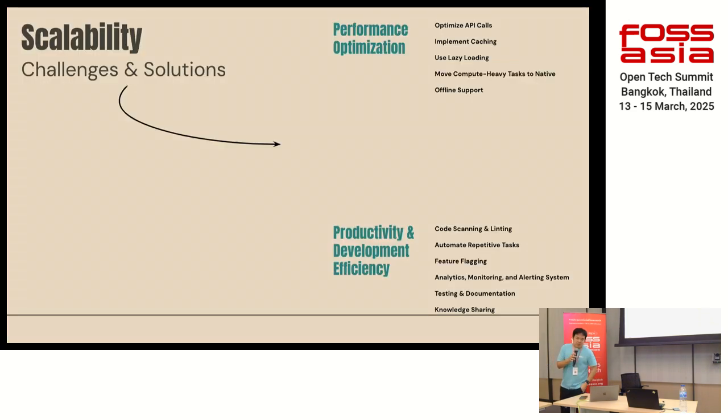So for scalability, in a mobile application, we have to be concerned about 2 things: performance optimization and productivity efficiency. As I mentioned, your work will get slower and slower. The first one, performance optimization, is about API calls. Your server is not a God server that you can go crazy on, calling multiple APIs on every page without thinking about the resources. Yeah, you have to think about it.